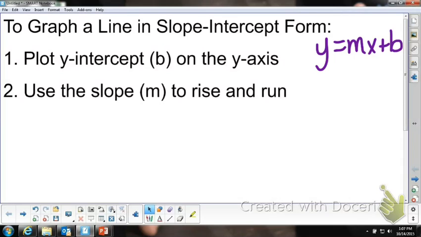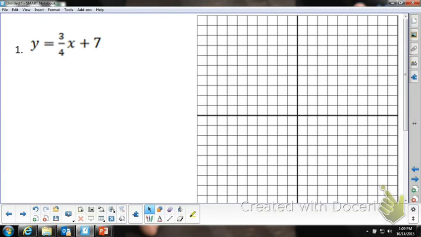The first step is we're going to plot the y-intercept, and remember, that's your b, and that's going to go on the y-axis. Second step is we're going to use our slope, which is our m. We're going to use that to rise and run from our y-intercept point. So let's keep those two steps in mind as we graph our equation here.